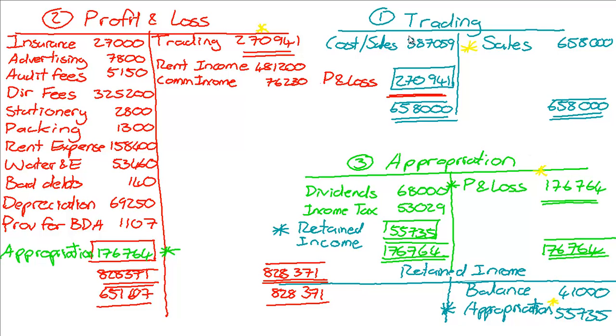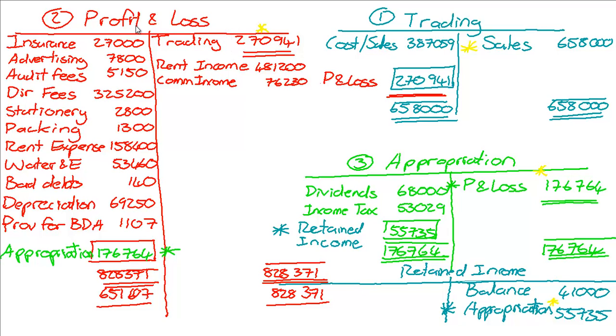Every time we closed off our final accounts, what we did was we totaled our debits and we totaled our credits, and we filled in the bigger total on both sides. As with our trading account, the bigger total was 658. Then we found the missing figure on the smaller side by subtracting the smaller total from the bigger total, and that missing figure is the amount that had to be closed off to the next final account.